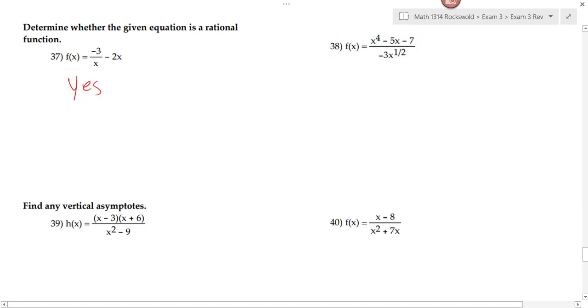Is 38 a rational function? The numerator is a polynomial. Is the denominator a polynomial? No, it's not, because that exponent is 1/2, and as we just learned, that's a square root.